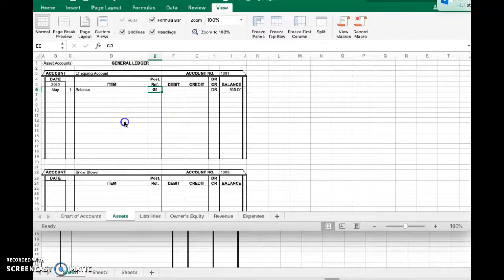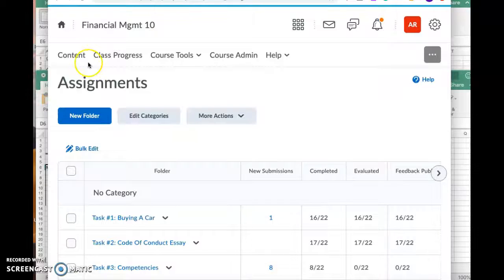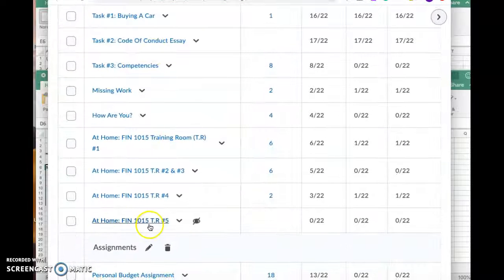When you're done with both this document and this document, save it and then submit it to At Home Fin 1015 training room number 5, which is unopened right now but will be opened for you tomorrow.